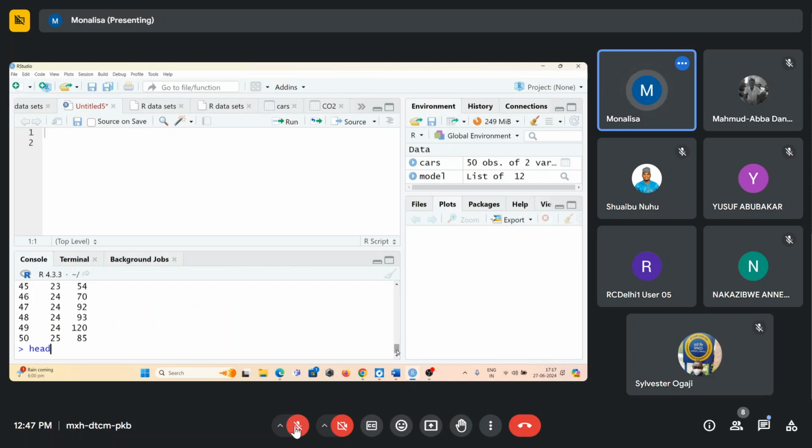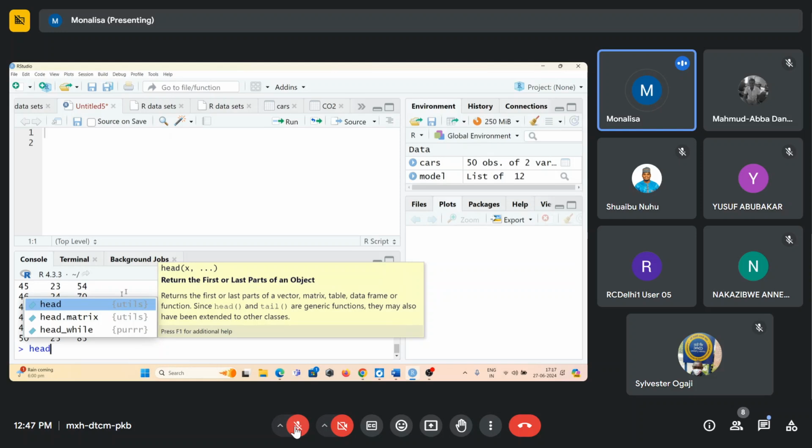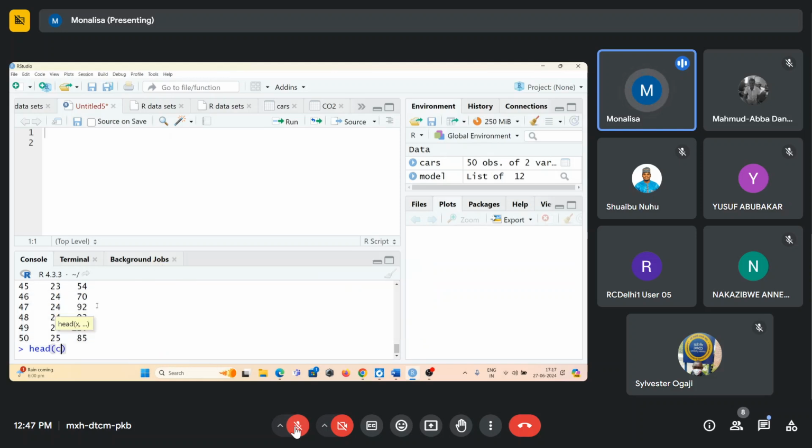So I have to write head, then within bracket, write the data set, that is cars, comma, write the observations that you want to use. You can see now the output is reduced from 50 to only 10. You can see the first 10 observations you need. So that's why we are writing head, the data set that is needed, that is cars, and the observations you want, that is 10 observations.